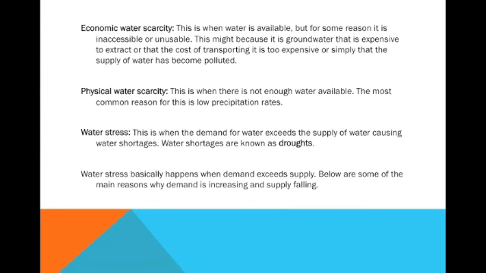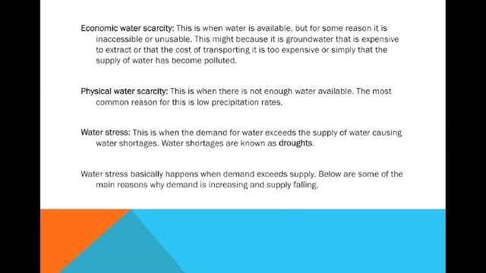Okay. Some terms. So economic water scarcity. This is when water is available, but for some reason it is inaccessible or unusable. This might be because it's groundwater and it's expensive to extract, or simply that the cost of transporting it is too expensive, or perhaps even that the supply of water has become polluted. So, physical water scarcity. This is when there is not enough water available. The most common reason for this would be low precipitation rates.